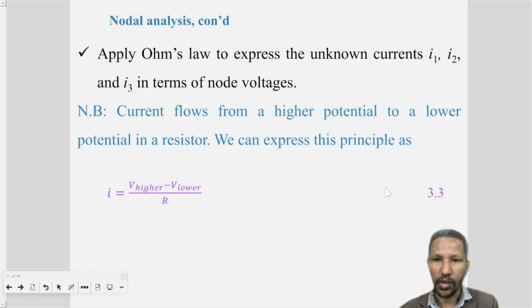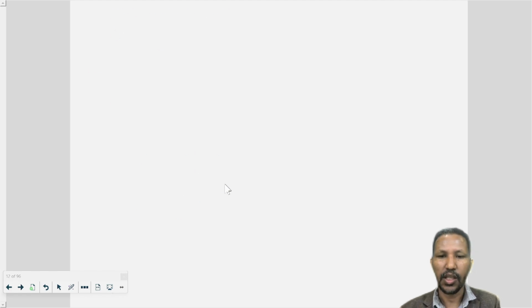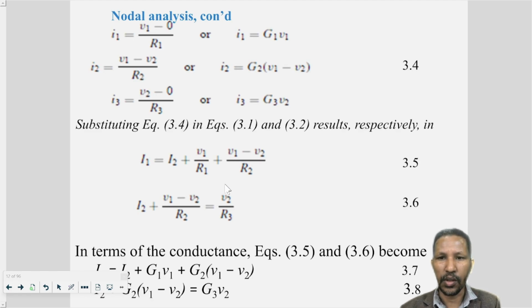Now we are going to apply Ohm's law to express the unknown currents I1, I2, and I3 in terms of the node voltages. We need to consider a very important point: we must always remember that current always flows from high potential to low potential in a resistor. So we are going to consider these very important equations.